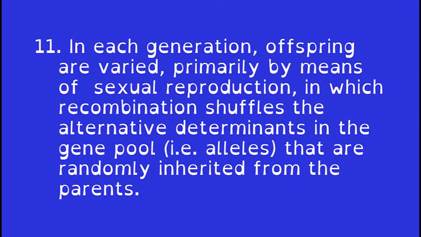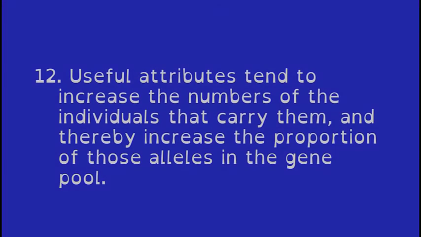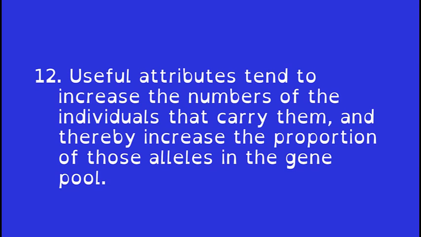11. In each generation, offspring are varied, primarily by means of sexual reproduction, in which recombination shuffles the alternative determinants in the gene pool, for example, alleles, that are randomly inherited from the parents. 12. Useful attributes tend to increase the numbers of the individuals that carry them and thereby increase the proportion of those alleles in the gene pool.